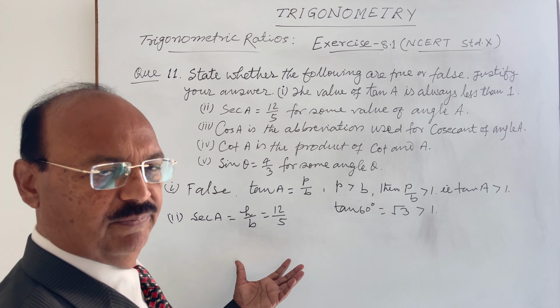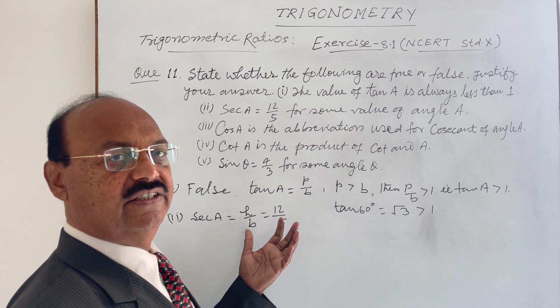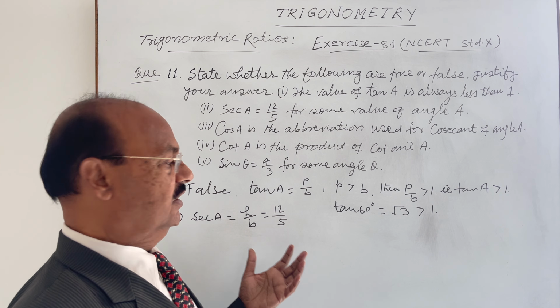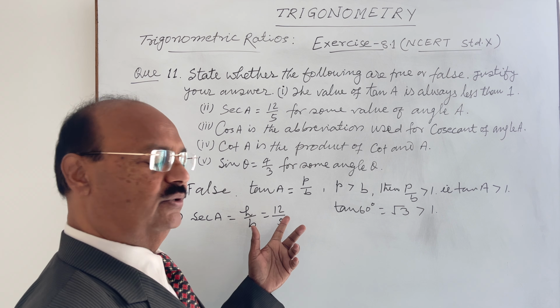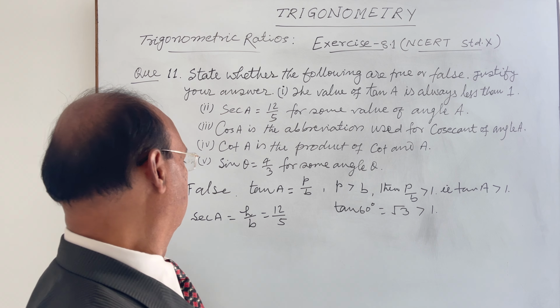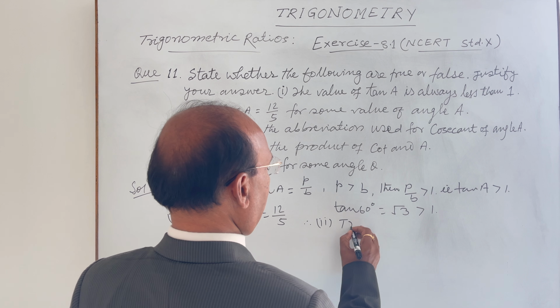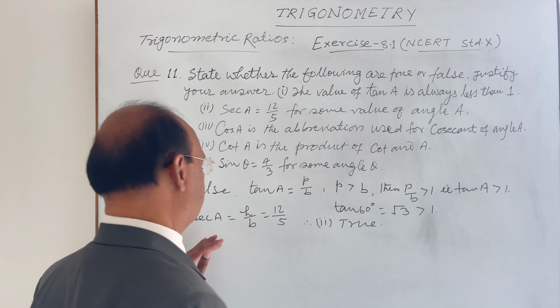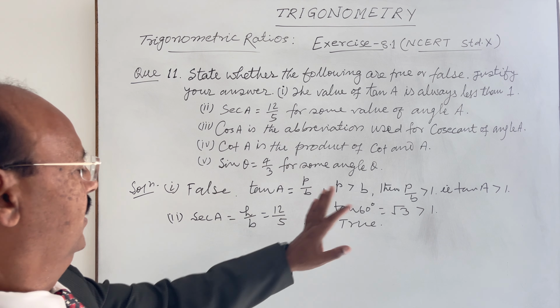So there is no problem, because the hypotenuse is always the longest side in any right angle triangle. So in place of H, this is 12, which is greater than 5. So it may happen. This is possible. Therefore, the second is true. This is the reason. This is possible. So second is true.